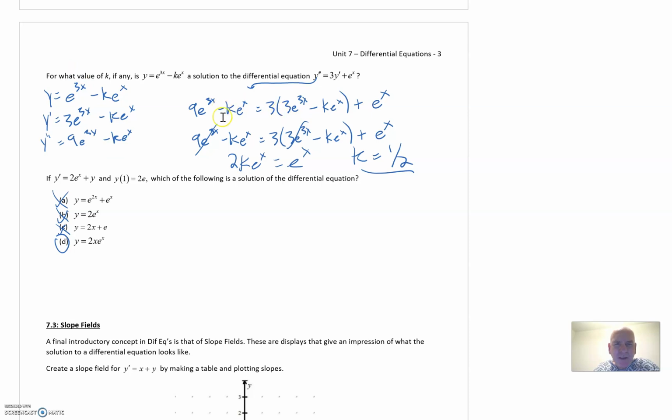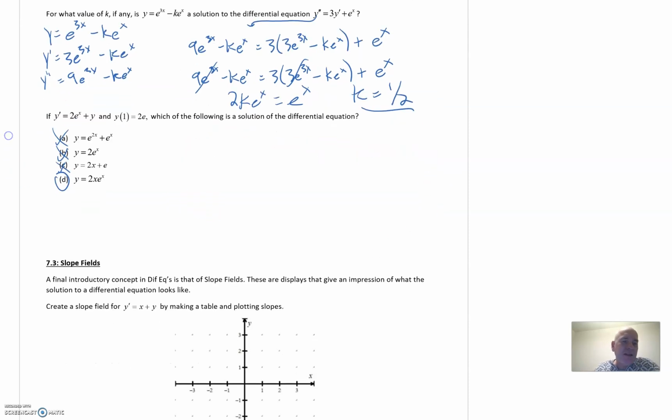And so when I did the derivative, I got this thing, and then I just copied and pasted it down here. But I could cancel out the 3e to the 3x, that's 9, and then 9. And so I'd get negative 3k e to the x. And so I could add 3k e to the x to both sides, and that would give me 2k e to the x's equals e to the x. So 2k has to be 1, so k is 1/2.